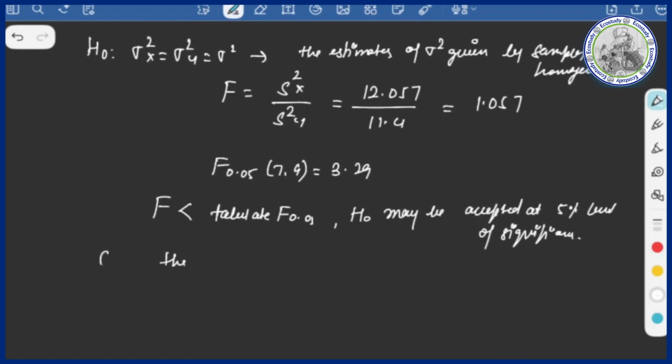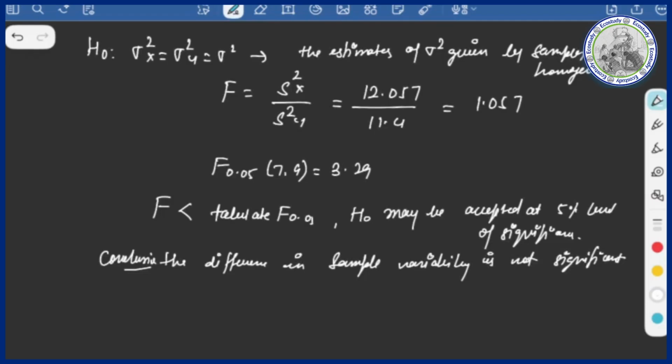So what is the conclusion? The conclusion is the difference in sample variability is not significant, it is due to fluctuation of sampling. Okay, so H naught is accepted at 5% level of significance. So the conclusion is that the difference in the sample variability is not significant. Okay, so this is for the F distribution.